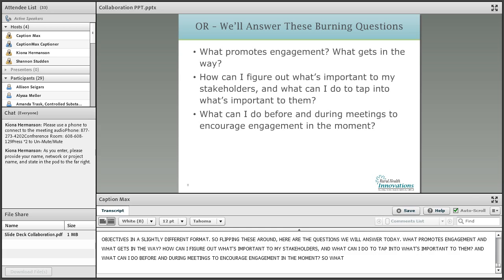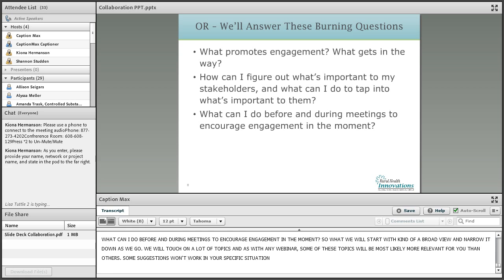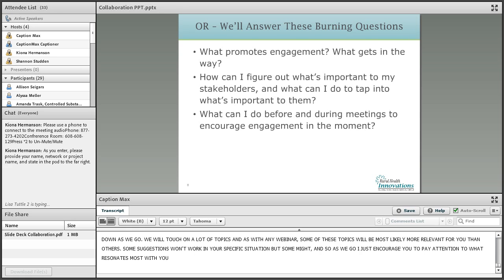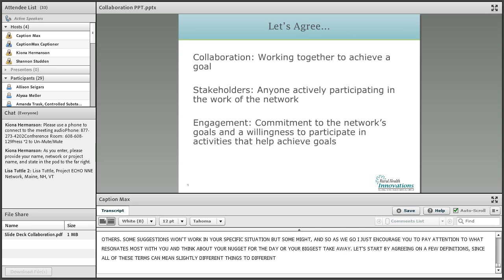What promotes engagement and what gets in the way? How can I figure out what's important to my stakeholders and what can I do to tap into what's important to them? And what can I do before and during meetings to encourage engagement in the moment? So we'll start with kind of a broad view and then we'll narrow it down as we go. We'll touch on a lot of topics, and as with any webinar, some of these topics will be most likely more relevant for you than others. Some suggestions won't work in your specific situation, but some might. And so as we go, I just encourage you to pay attention to what resonates most with you and think about your nugget for the day or your biggest takeaway.